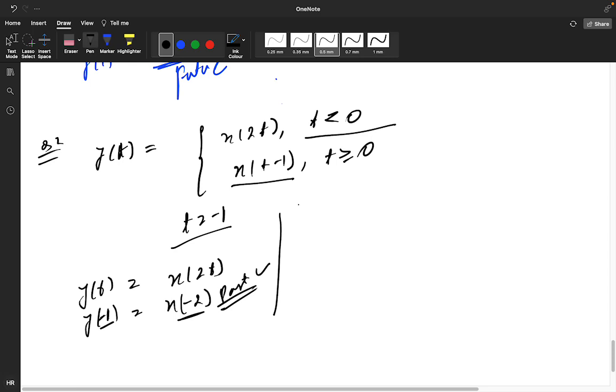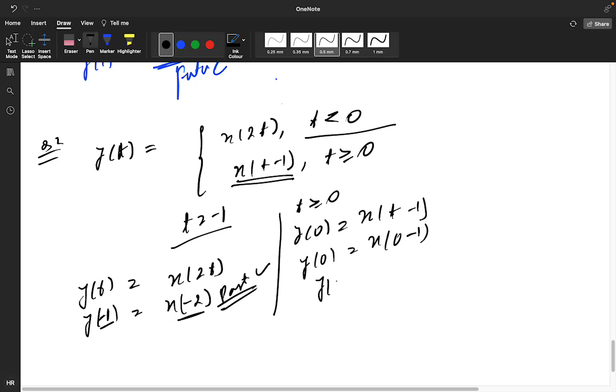Now if t is greater than or equal to 0, assume I am taking y of 0, which equation will come? This equation will come, x of t minus 1. So you have taken t equal to 0, y of 0 is equal to x of 0 minus 1. So y of 0 is depending on x of minus 1. So the present input is 0, but you are getting the past. So always you are getting the past. So what does it mean? It is your causal system.